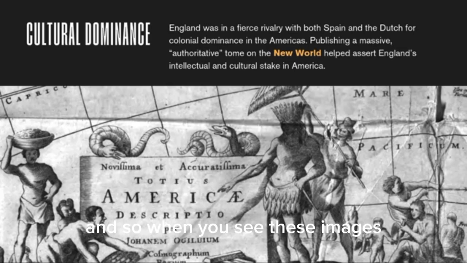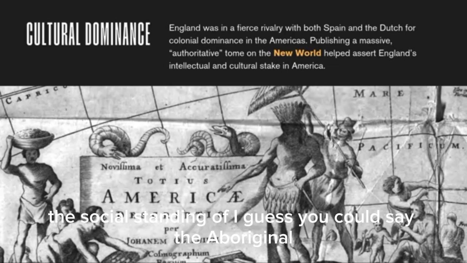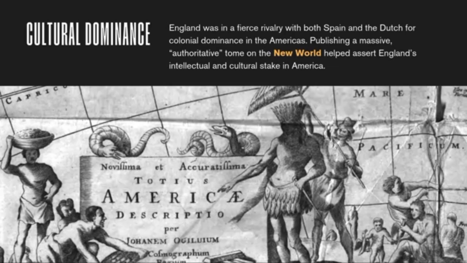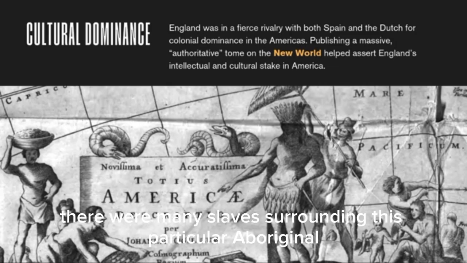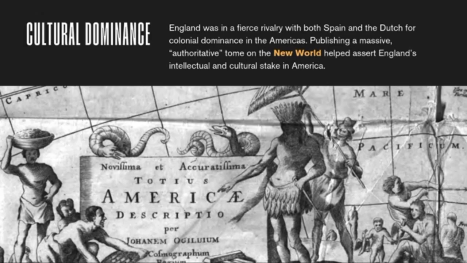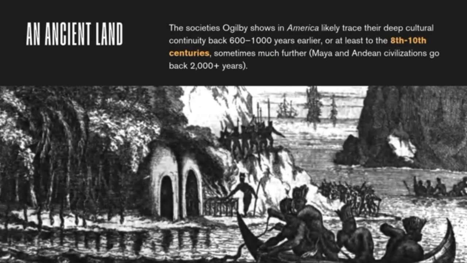And so when you see these images, pay really, really special attention to the social standing of, I guess you could say, the Aboriginal. As you could see in this particular sketch, there were many slaves surrounding this particular Aboriginal. And they weren't African slaves, as you can see.